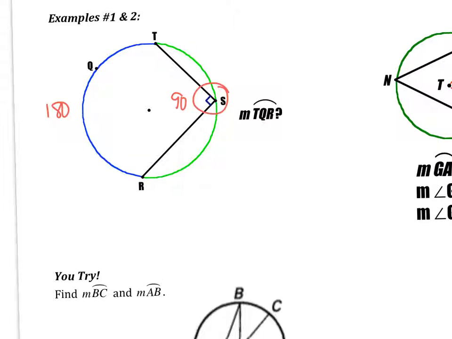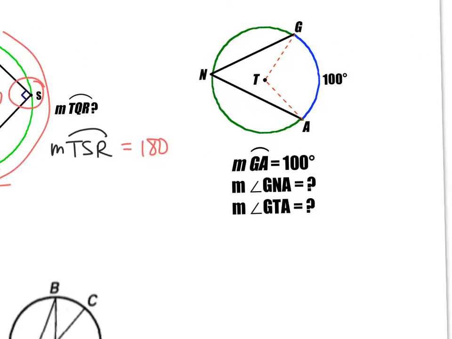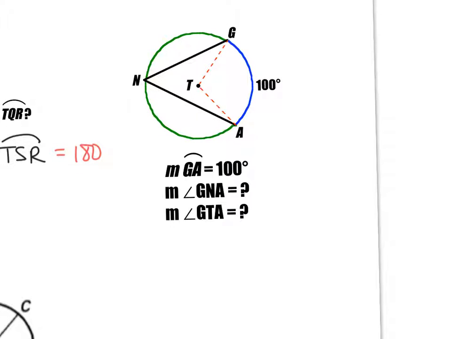It's not asking for it, but if I were to ask, what's the measure of arc TSR? What if I had you go the other direction? It'd be the same. Why? It creates a semicircle. Or what's the sum of the two arcs together? 360. So you could just do 360 minus the 180 and get the other one. All right, so see if you can answer the following questions on this one.